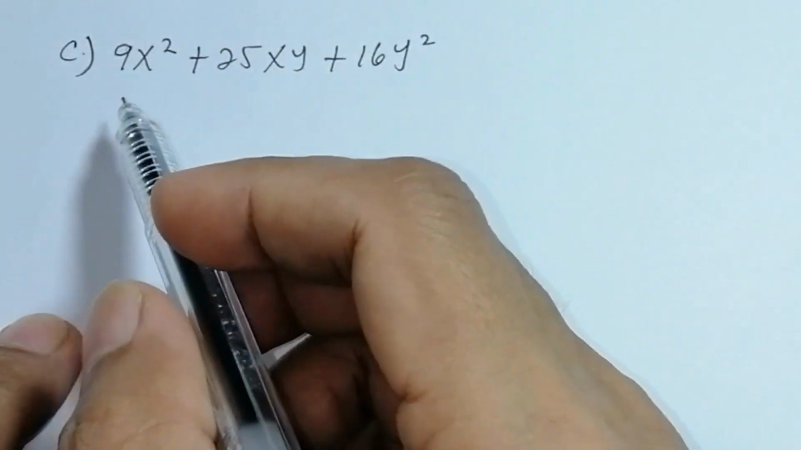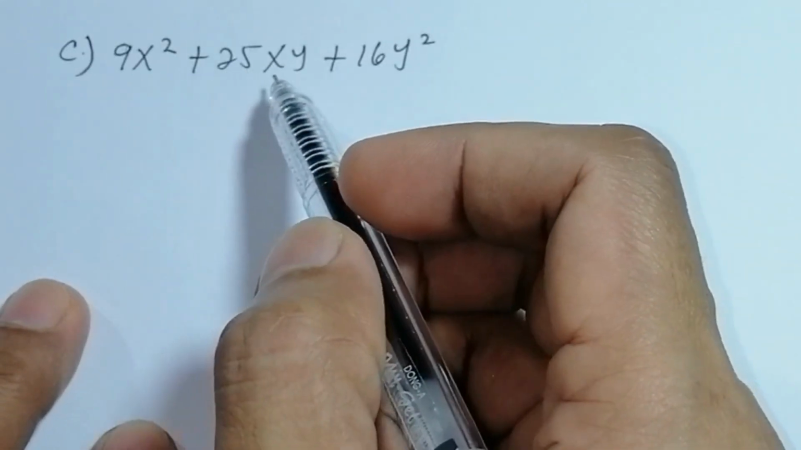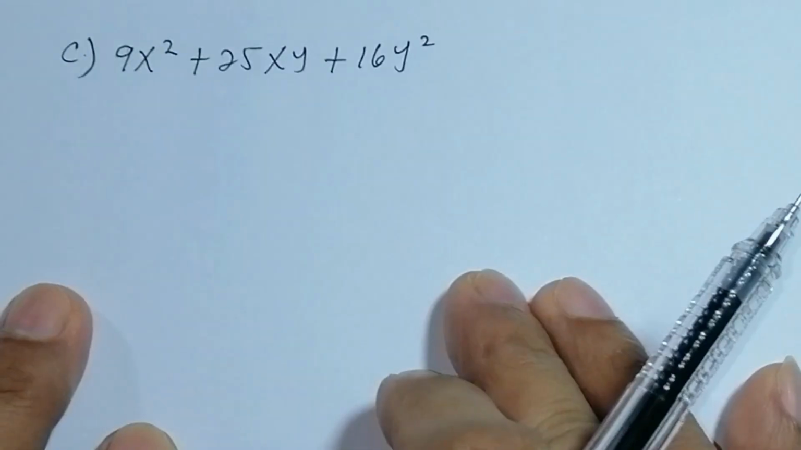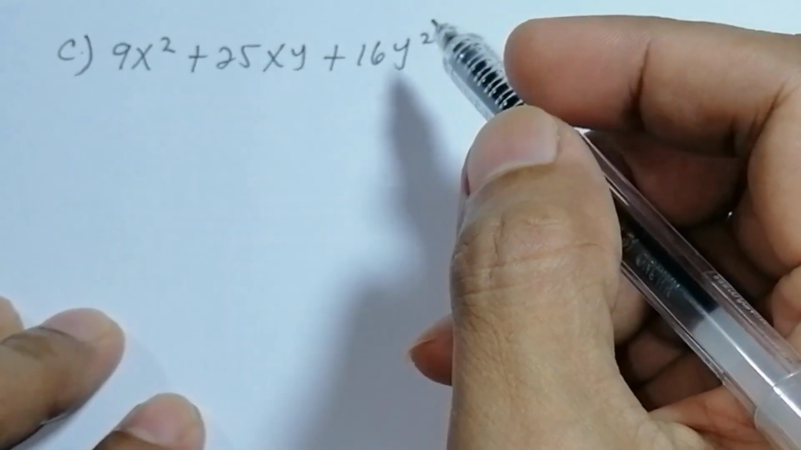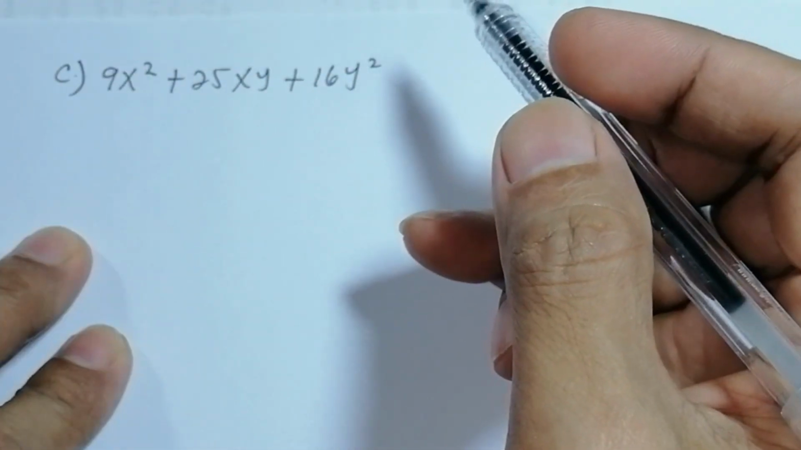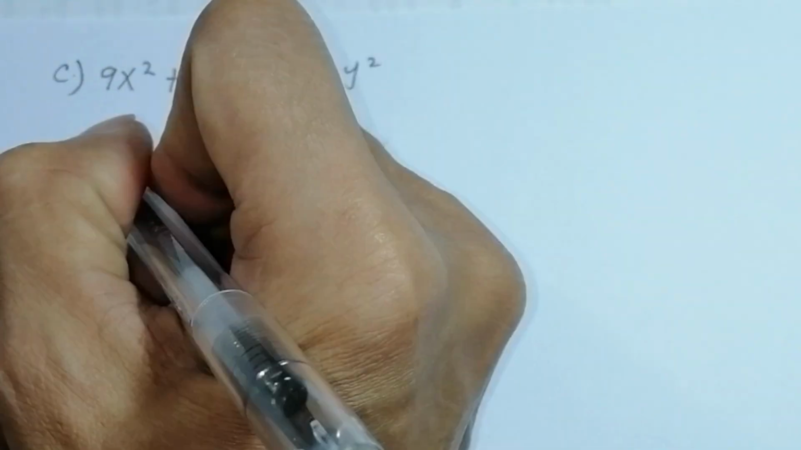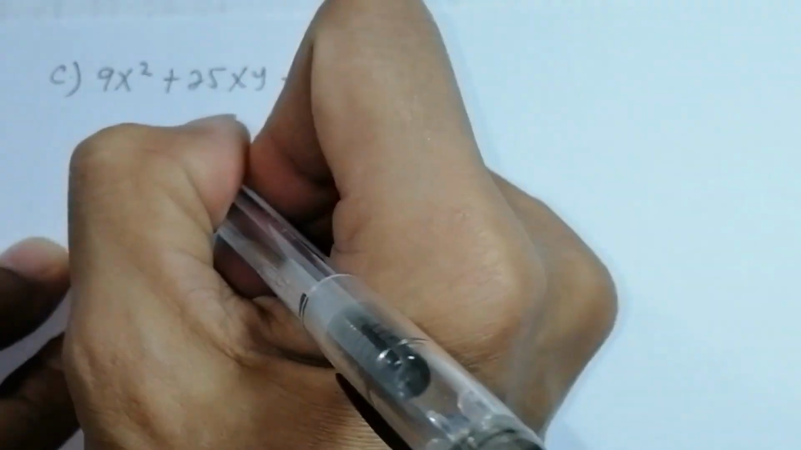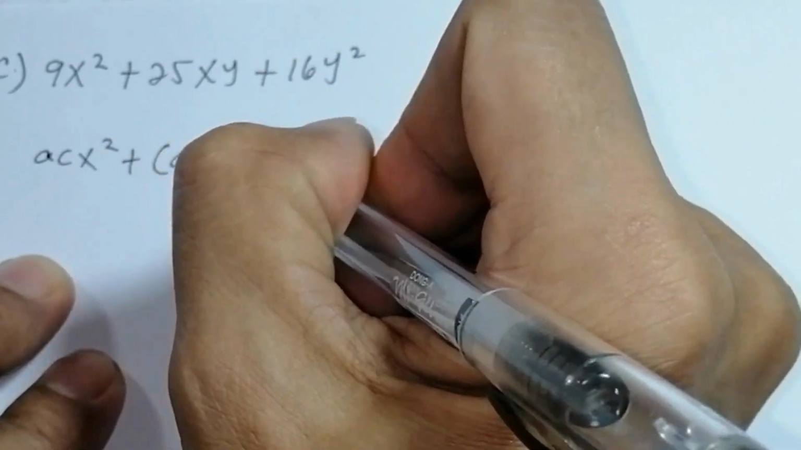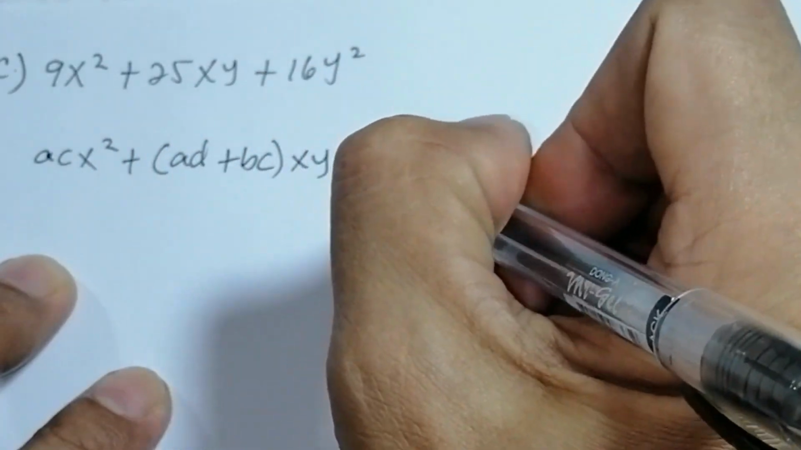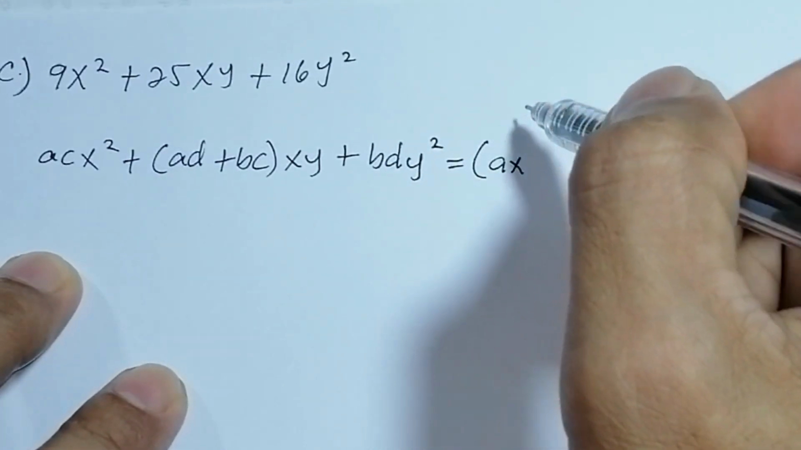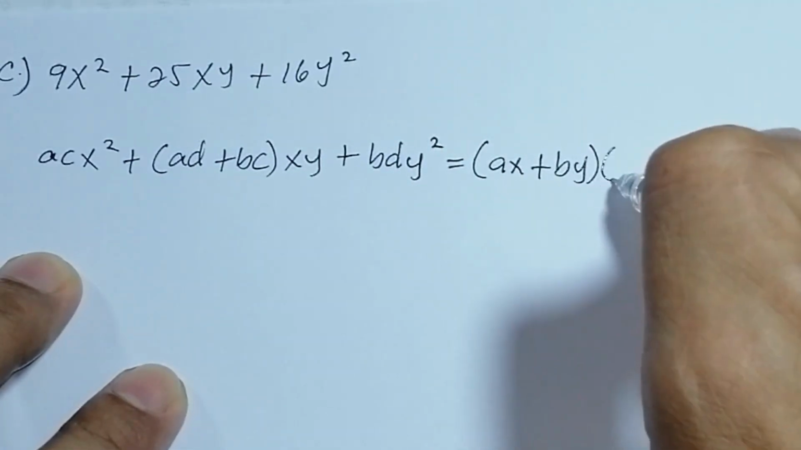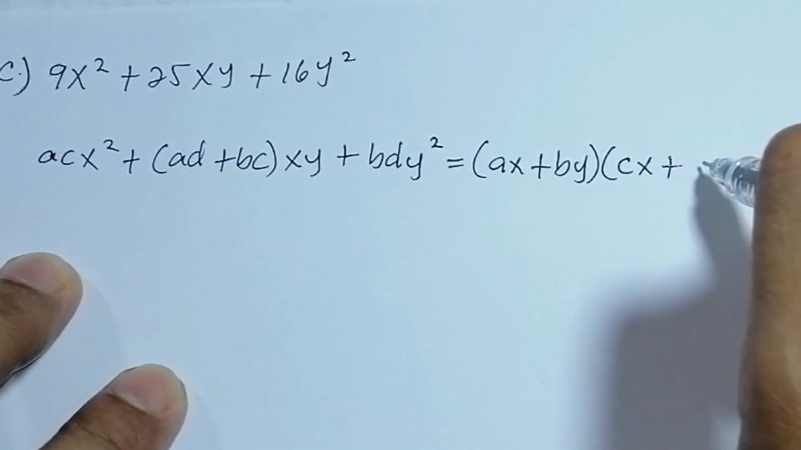Okay, another. Letter C is 9x squared plus 25xy plus 16y squared. In this case we have a second degree trinomial for which we use trial and error. The formula of this trial and error using the second degree trinomial is: ac x squared plus (ad plus bc) times xy plus bd y squared is equal to (ax plus by)(cx plus dy).